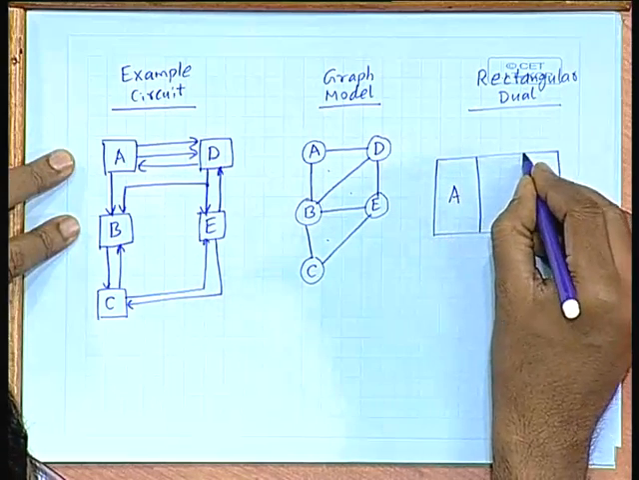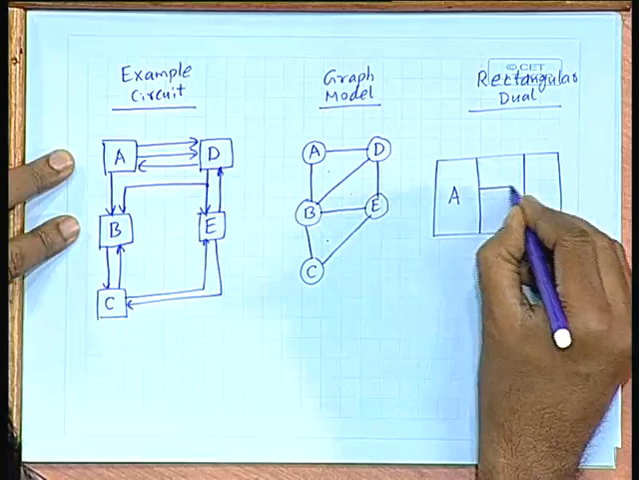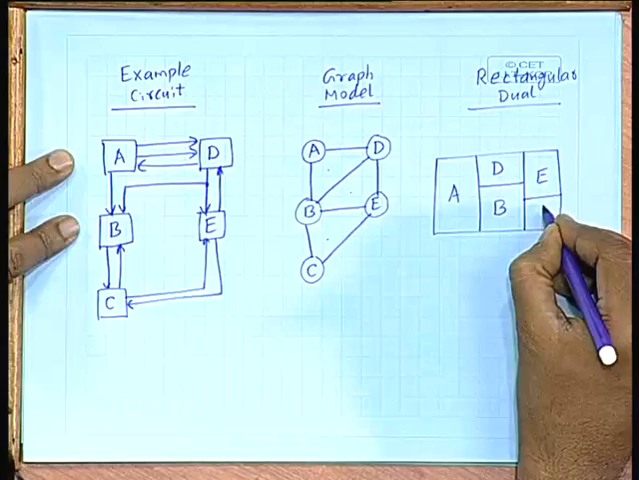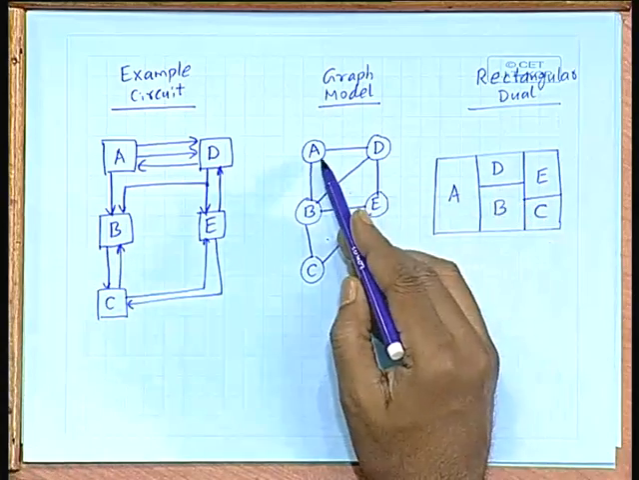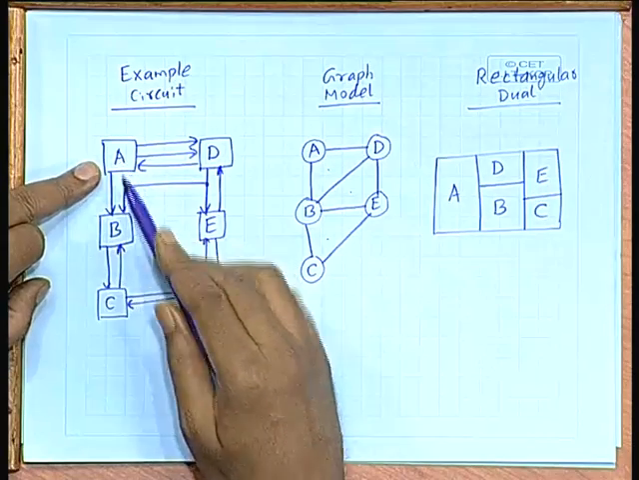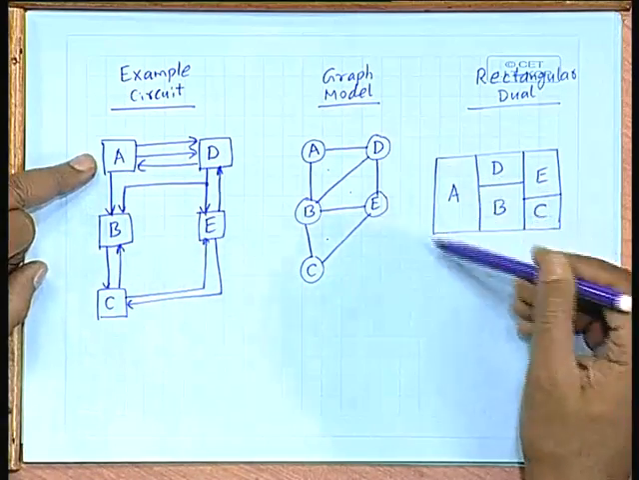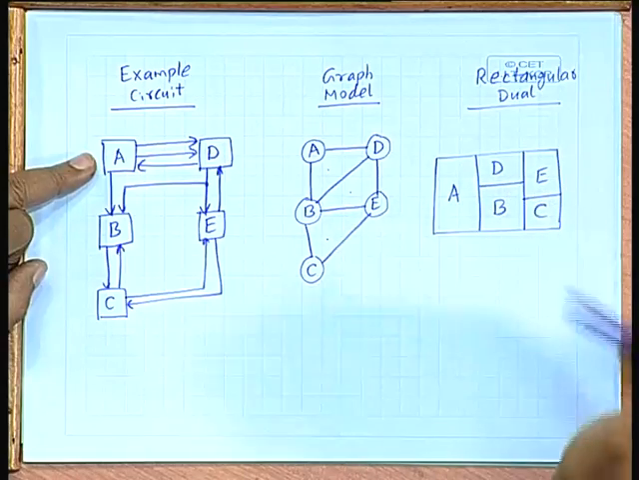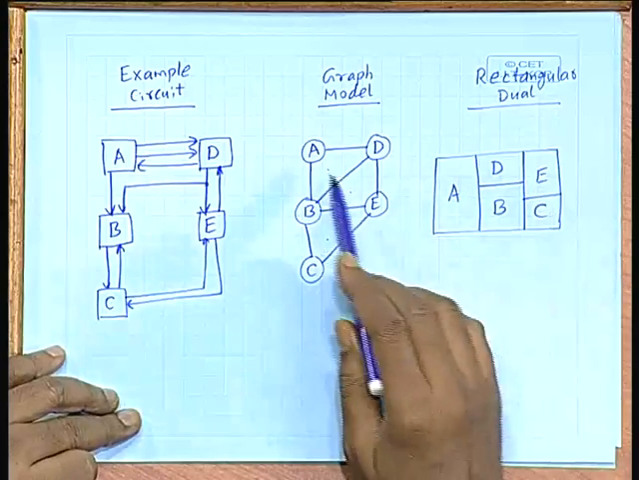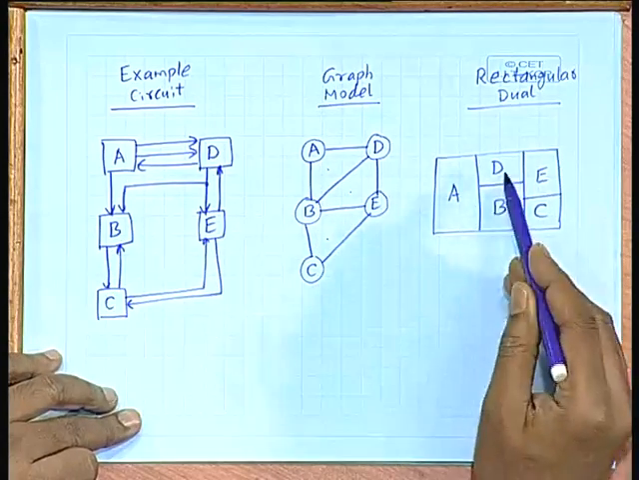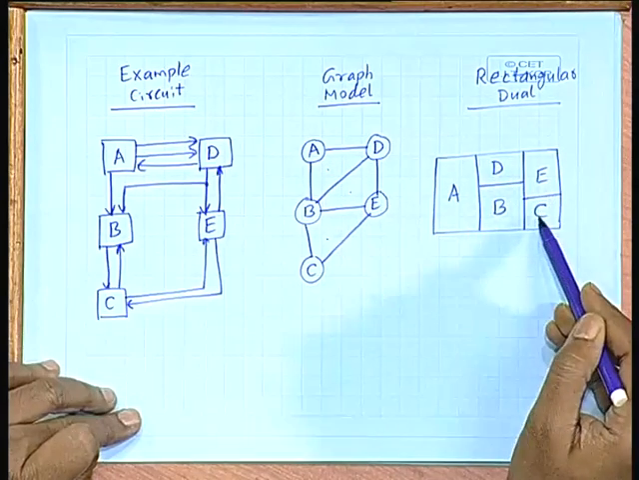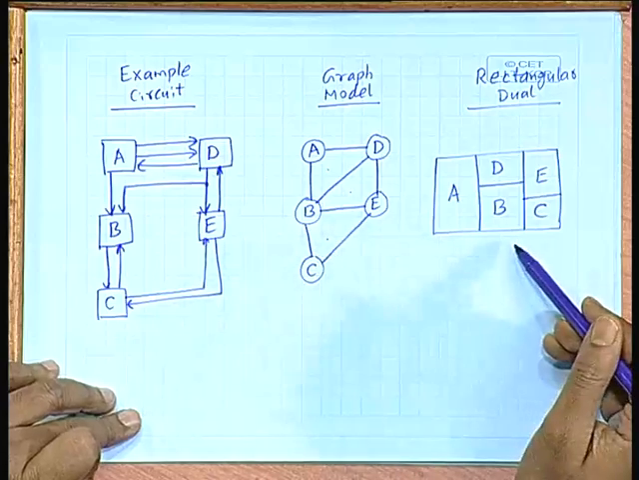A, D, B. Of course, the exact sizes of these will depend on the width and height or the areas of these blocks in terms of the number of components there. So, I am assuming that A takes the biggest area, B is bigger than D and so on. So, this is one possible floor plan. You can see A is adjacent to B and D, D is adjacent to A, B, E, C is adjacent to B and E and so on.